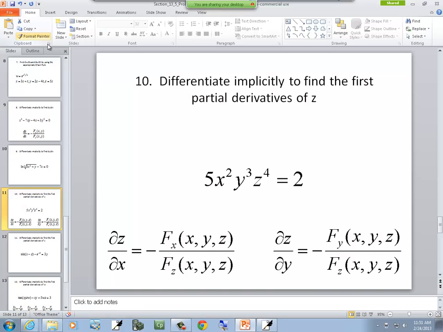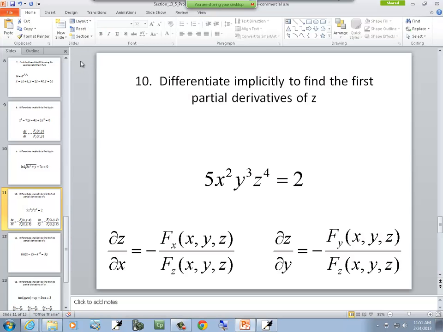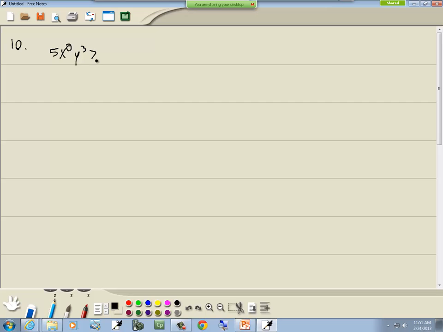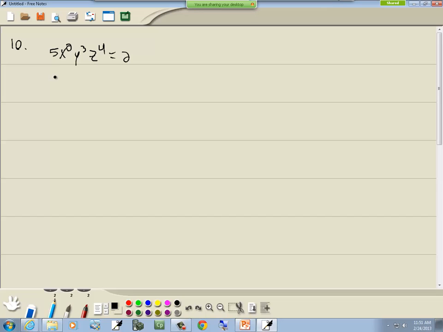Now we're getting away from the stuff you saw in Calc 1. We got 5x squared, y to the third, z to the fourth is equal to 2. I'm going to take the 2 over. So that gives us 5x squared, y to the third, z to the fourth, minus 2 equal to 0.